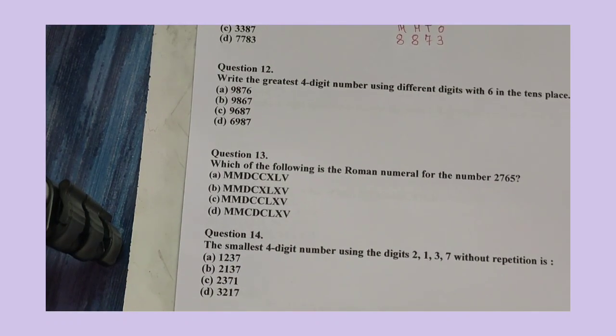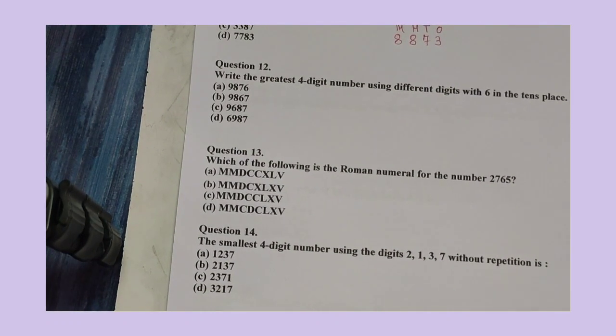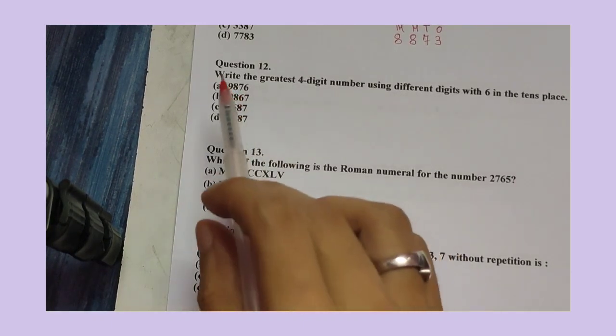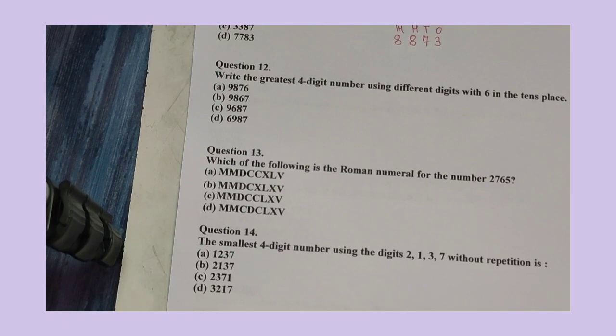Now moving further with the 12th question. What does the 12th question say? Write the greatest 4-digit number using the digits with 6 in the 10th place. Okay, we want the greatest number as well as at the 10th place we want 6.